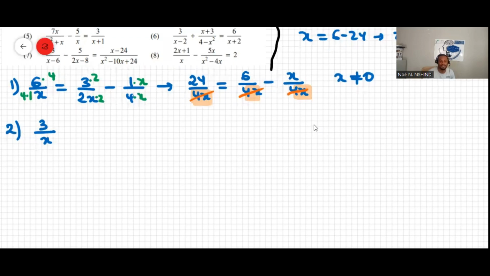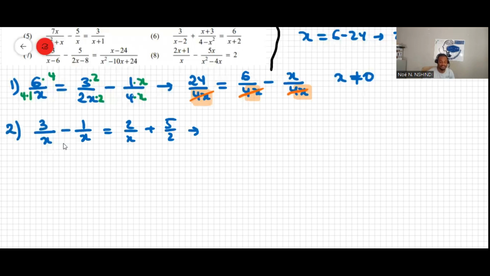For question 2, we have 3 over x minus 1 over x, equal to 2 over x plus 5 over 2. From here, we understand that x cannot be 0, but it's not the restriction yet. We'll see if it generates a value like 0, then we can say it cannot be 0. Now let's work it out.